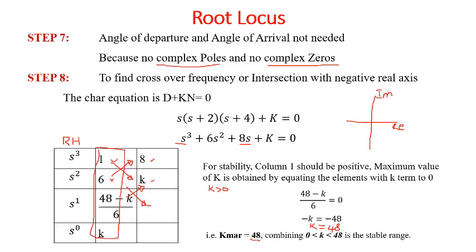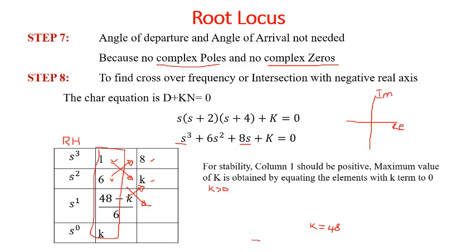Next, after finding the K margin, we need to find out the omega margin. It is the continuation of this one, that is for finding the jω. jω means j omega. We have the auxiliary equation in the S squared row, 6S square plus K. So this one we are going to use. So we got 6S square plus K equal to 0.